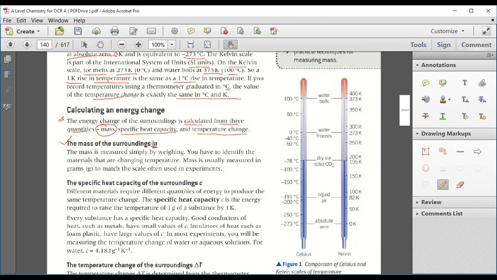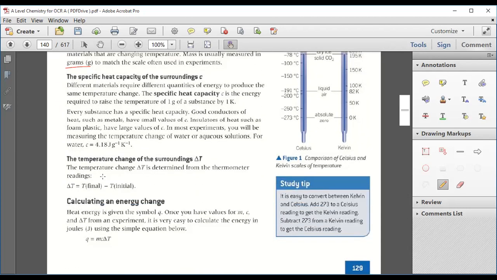So you have to identify the material that is changing temperature. And mass is usually measured in kg, or in grams, to match the scale often used in the experiment. So mass is simply the weight of a particular object and the unit is gram. Clear? Now this specific heat is a little bit important. Specific heat is represented by small c. Small c is the symbol of specific heat of the surroundings.